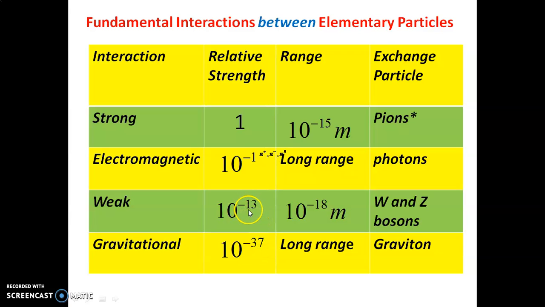Then why do we call it weak, at 10 to the power minus 13? Because it is a type of nuclear force which is much weaker than the strong nuclear force. Then the ranges are also given in the third column.